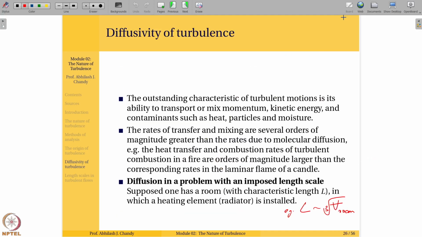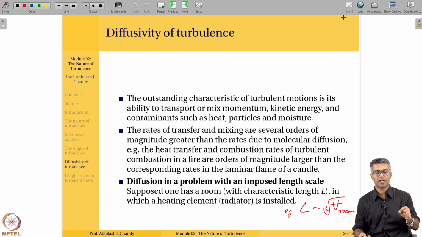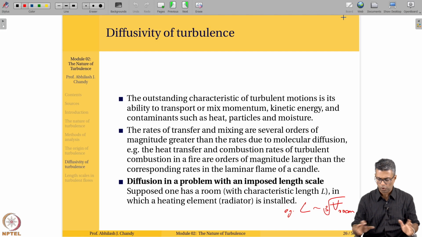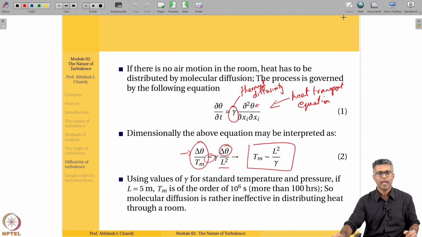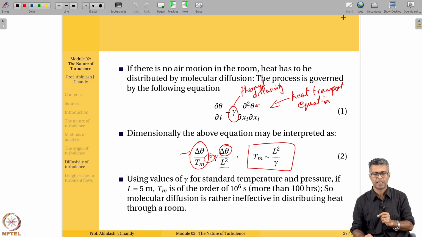So we started by looking at, say, a room that has maybe a heating element like a radiator installed, with a characteristic length L, which can be approximated as the cube root of the volume of the room for all practical purposes. And we took the first case where there is no air motion. If there is no air motion, the heat transport can be governed by the heat transport equation shown here, equation number 1: del theta del t is gamma del squared theta del xi del xi.